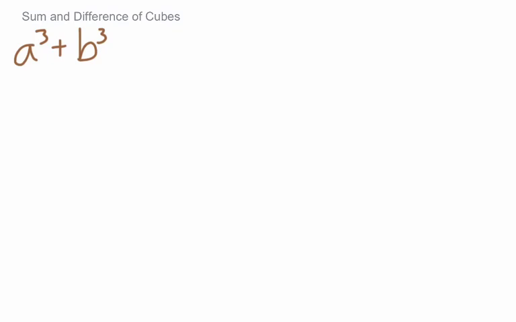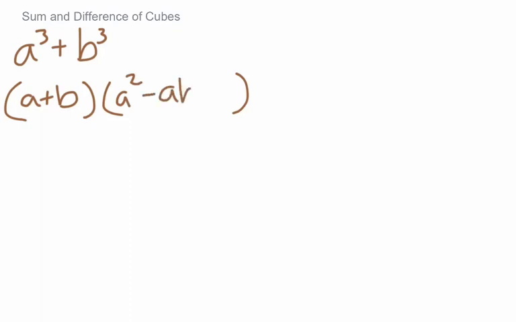So A times A times A, or B times B times B. If you saw that and you were being asked to factor it, this is how it would factor. You'd have a little parenthesis and a big parenthesis. Inside the little parenthesis, we would have A plus B. And inside the big one, we'd have A squared minus AB plus B squared.